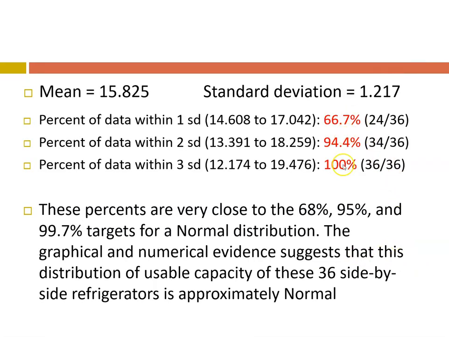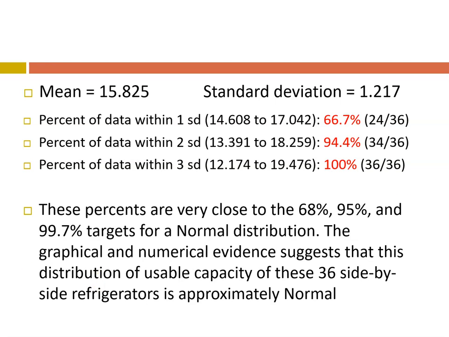Because these percentages are very close to the 68%, 95%, and 99.7% targets for a normal distribution, that, coupled with the graphical evidence, suggests that this distribution of usable capacity for these 36 side-by-side refrigerators is approximately normal. Yes, you have to say all those words.